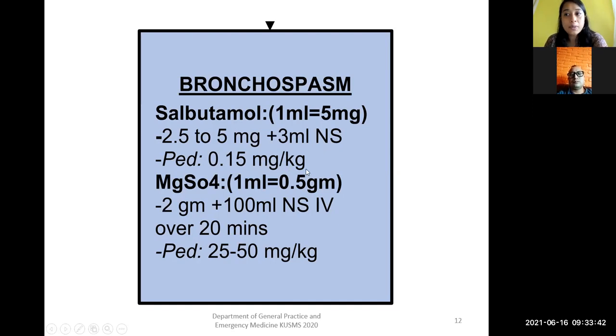If the bronchospasm is severe, then we can start magnesium sulfate. In adults it's 2 grams. We never give it as a bolus, so we dilute it and infuse it with 100 ml of normal saline over 20 minutes. If it's a pediatric case, then it's 25 to 50 milligrams per kg diluted in normal saline. These are the medications we give if the patient has bronchospasm.